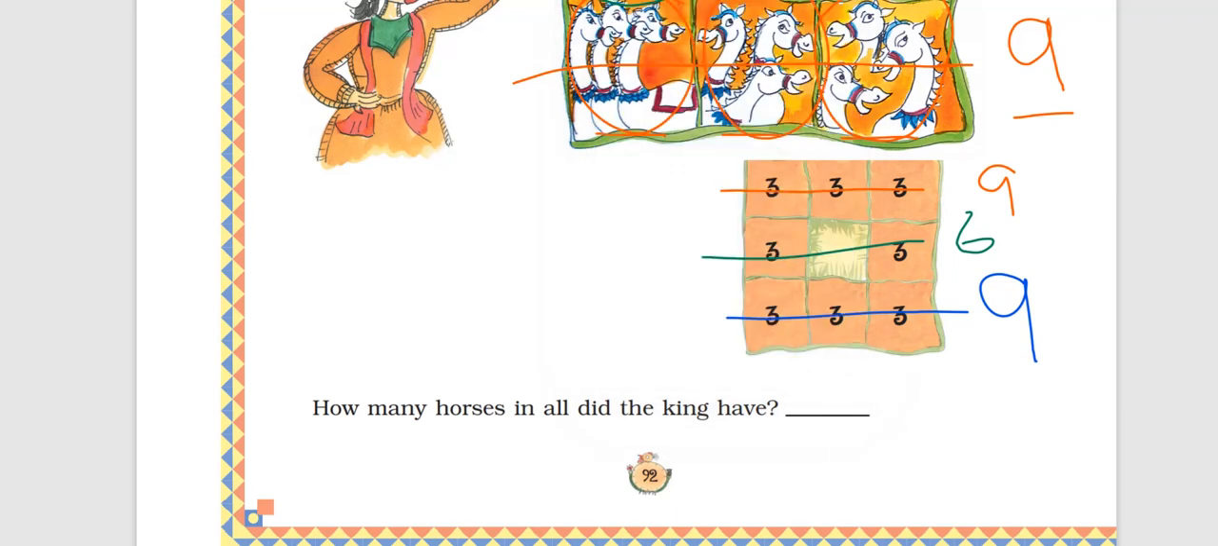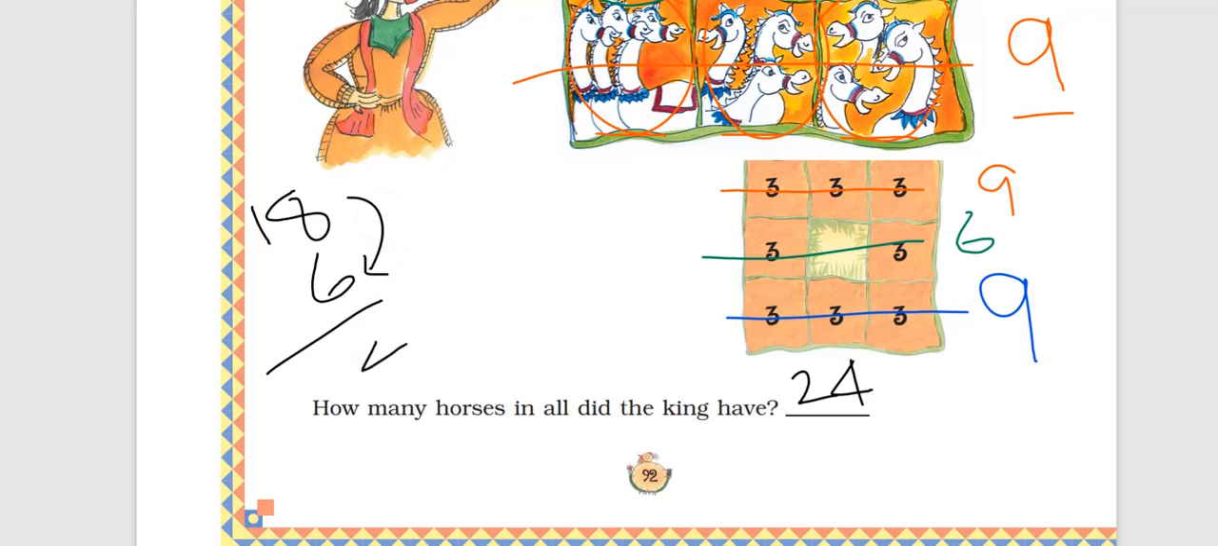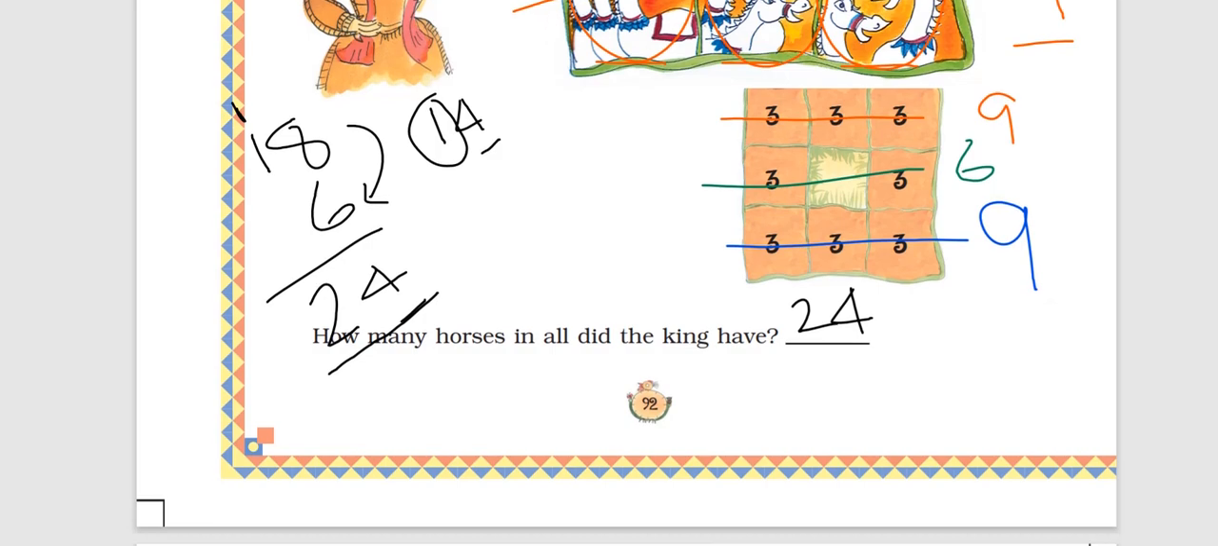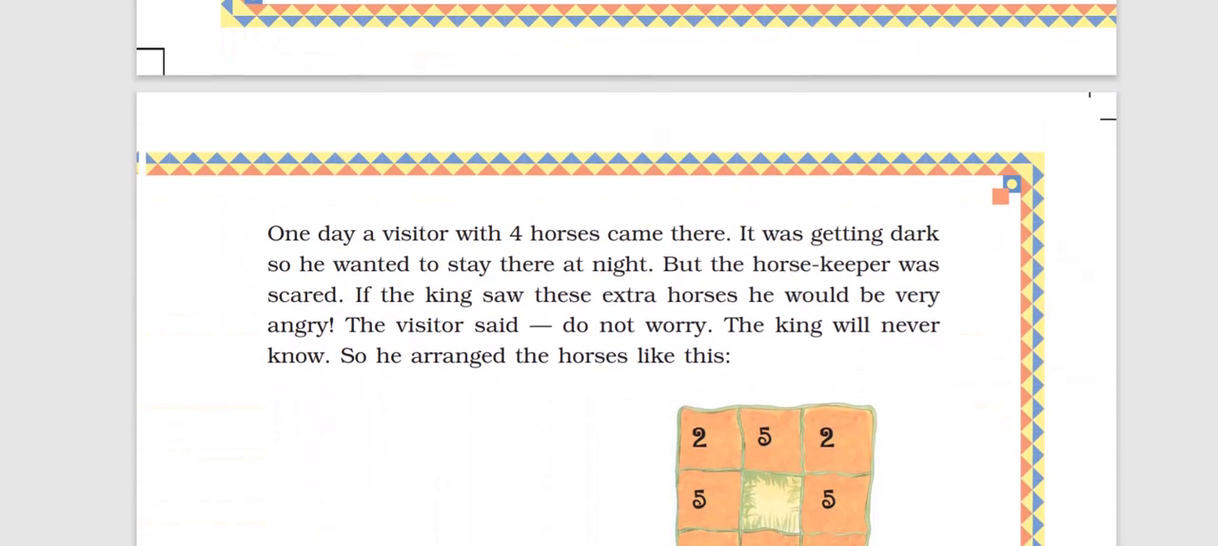9 plus 9 is 18. 18 plus 6 is 24. Right? 8 plus 6 is 14. Put down the 4 in the ones place and the 1 in the tens place. 1 plus 1 is 2. So you get 24. Okay, which is what we wrote down. So the king had in all 24 horses.